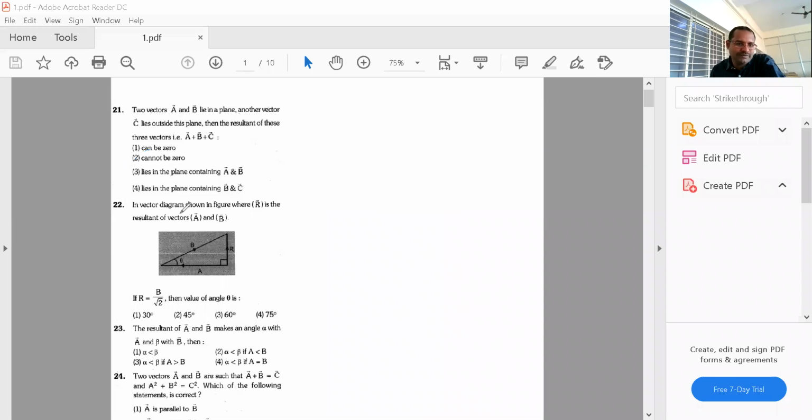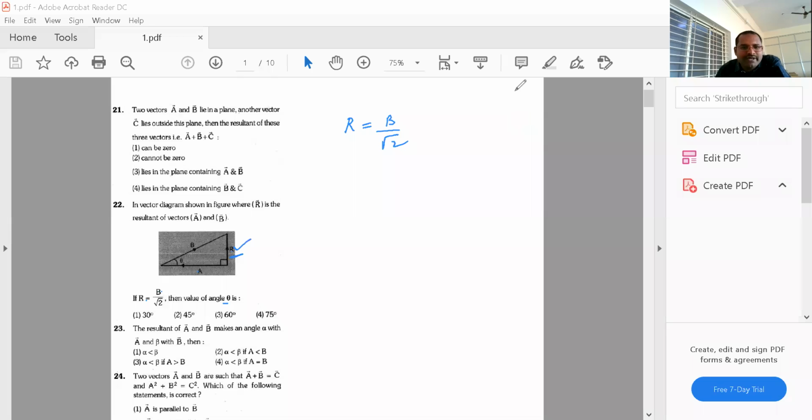Question number 22. In the vector diagram shown in the figure, R bar is the resultant of A bar and B bar. And if R is equal to B by root 2, then what is the value of theta? Clear? This R is equal to how much is given? B by root 2. They have given that R is equal to B upon root 2. Clear?